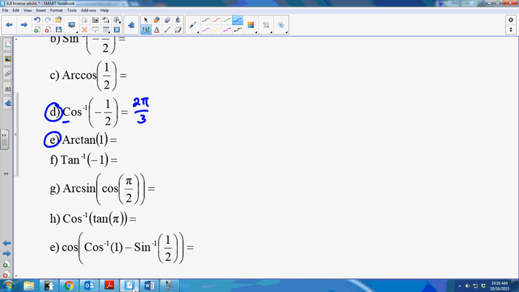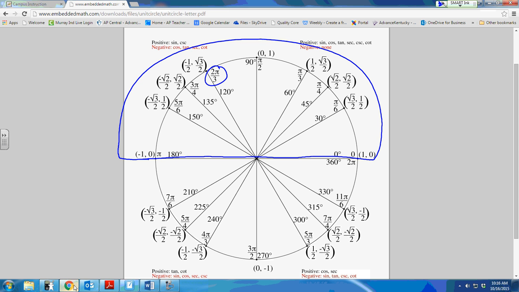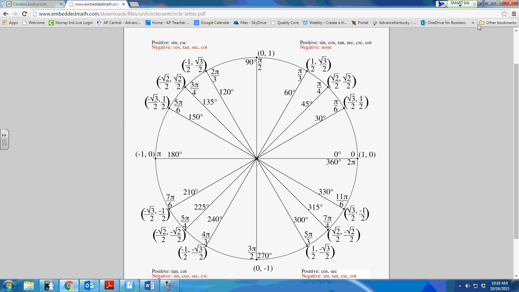All right, on E. Arc tangent of 1 with a capital A. Remember, tangent is y divided by x. So we're looking to see on the unit circle where tangent is 1. But for tangent, again, we can only use this half of the unit circle. So where is tangent 1 on that half of the unit circle? Pi over 4. Right? Something divided by itself is 1.